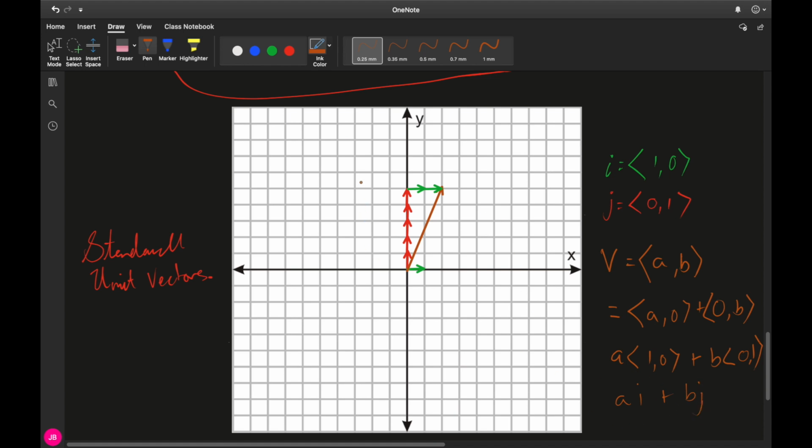So now what we do is, well, if this was 1, 2, 1, 2, 3, 4, 5, this was vector 2 comma 5, we could say that this is in fact 2 i's and 5 j's. We can actually write this as vector v is equal to 2 times i plus 5 times j. And this is just another way of writing vectors using standard unit vectors.